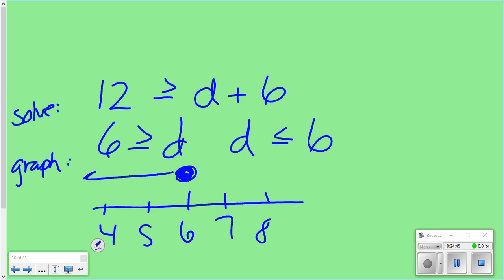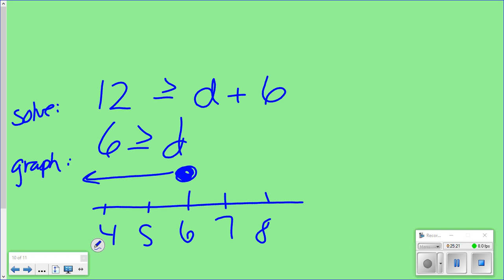Right, because d is less. These are the same thing. This is what you had for an answer. Some of you are going to flip it around. If you don't flip it around, some of you are going to get confused in the way you put your arrow, because this says 6 is greater than d. If 6 is greater than d, what are some things it should be? 5, 4, 3, 2, 1, right? That's why it has to be this way.